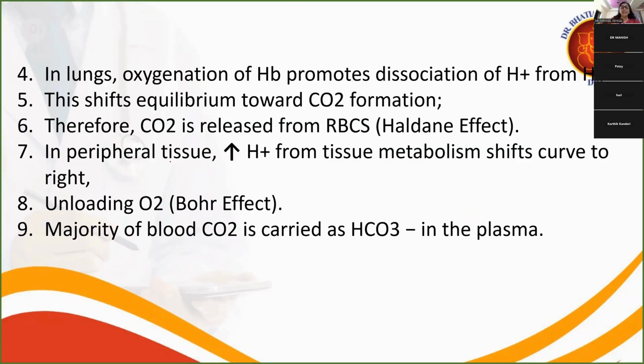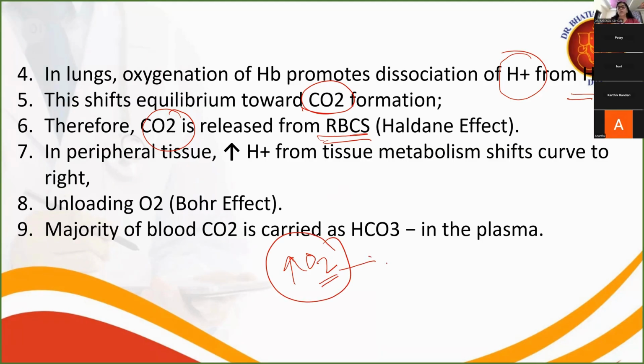Now what happens? In the lungs, the oxygenation of hemoglobin will promote dissociation of H from the hemoglobin. So this shifts the equilibrium towards CO2 formation. Therefore, CO2 is released from the RBCs. So what happens in the lungs? In the lungs, there is a high level of oxygen. So this high level of oxygen gets bound to the hemoglobin.